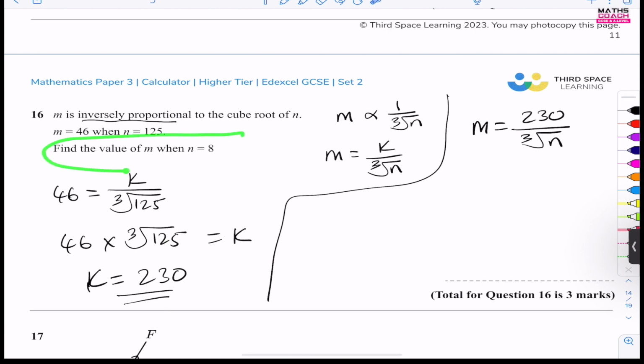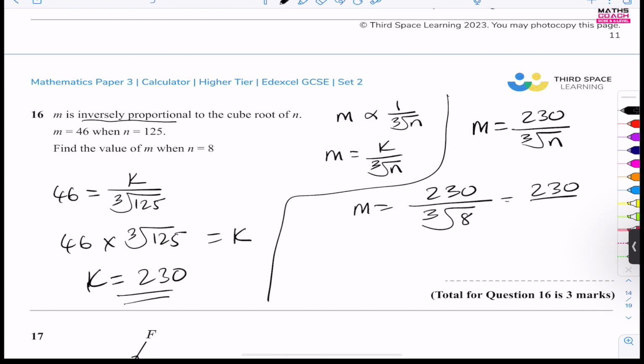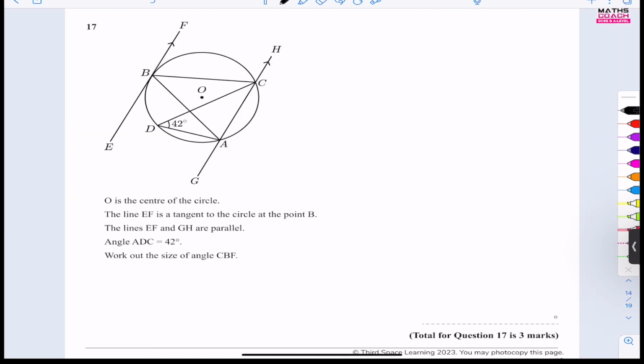Now you can answer the question here. Find the value of m when n is equal to 8. So we're going to sub in 8 as our n value. So m is equal to 230 over the cube root of 8. And of course, the cube root of 8 is 2. So 230 divided by 2, and that gives you m is equal to 115. So that's your answer. Question 17 for 3 marks.